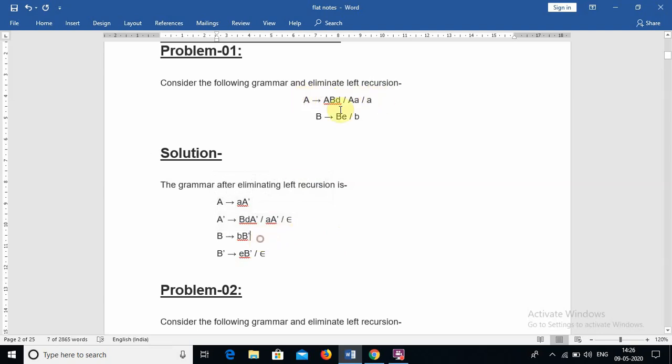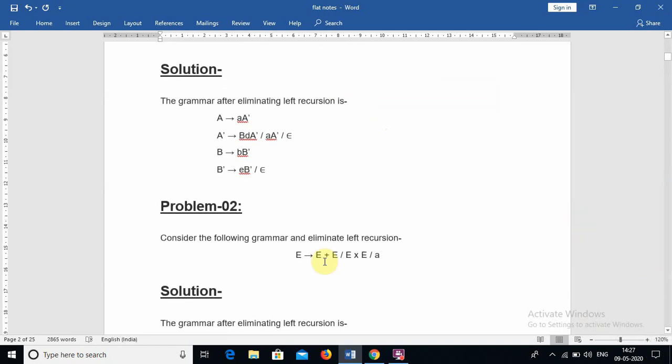When it comes to B, this is the B production rule. Where we don't have B here, for small b, we can define B to b B1, and the remaining part B1 is defined as e B1 slash epsilon. Like this we can remove left recursion from this grammar, and this is the grammar after eliminating the left recursion. Let's go with another example. Here this is a grammar.